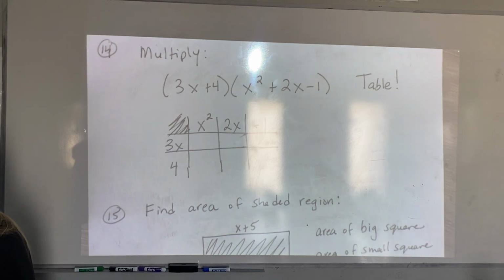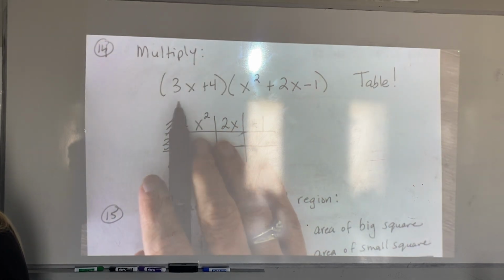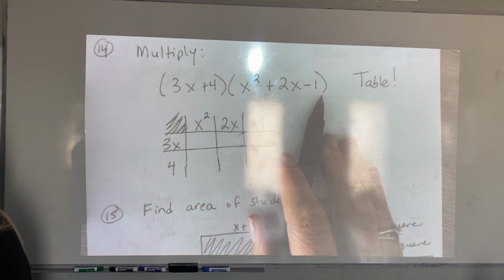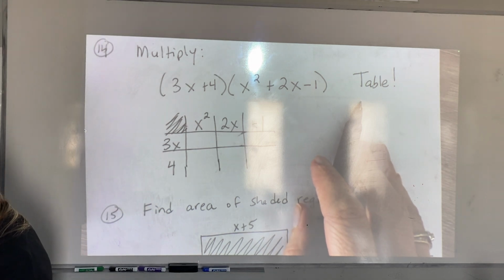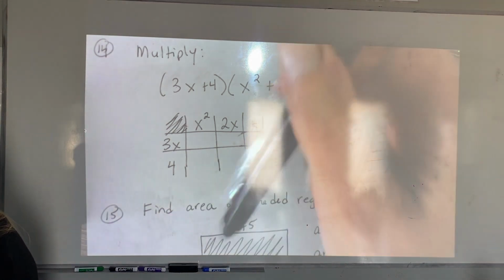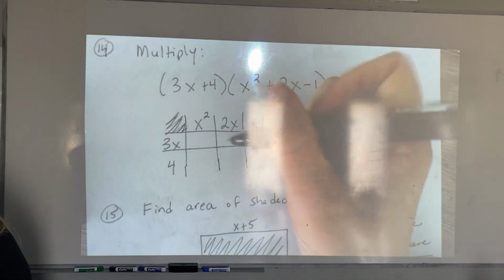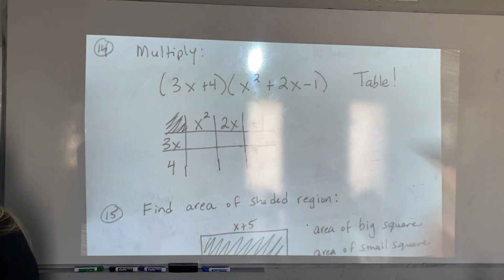For number 14, it wants us to multiply a binomial times a trinomial. And we can simply use the table method. There is also the distributive method, but we're going to stick with the table because I found that you guys felt more comfortable with the table method. If for some reason you love the distributive method and that's what you want to use, fine with that. But I like this table because it keeps everything so organized.